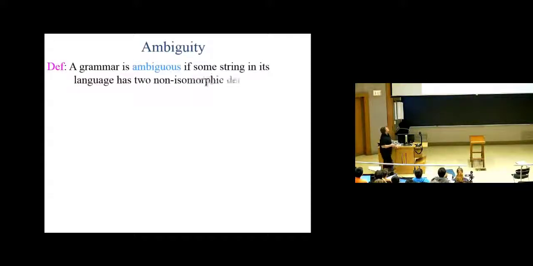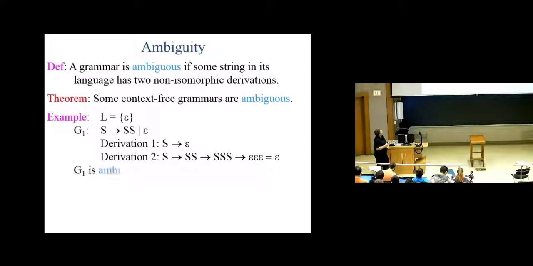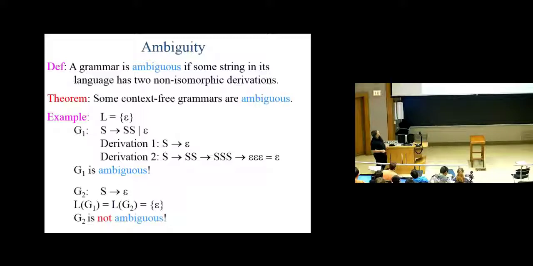So a grammar is ambiguous if some string in it could have two different non-isomorphic derivations. So for example, in the language of sigma star that we saw earlier, this grammar, S goes to SS or epsilon, this one's not even sigma star, it just generates only epsilon. But it can generate epsilon in lots of different ways. S could go to epsilon or to SS to SSS, and each one can go to epsilon from the second rule. And when you do that, you get more and more epsilons.